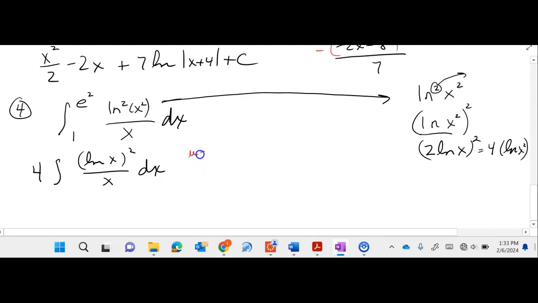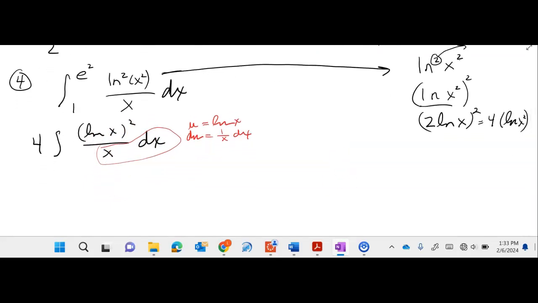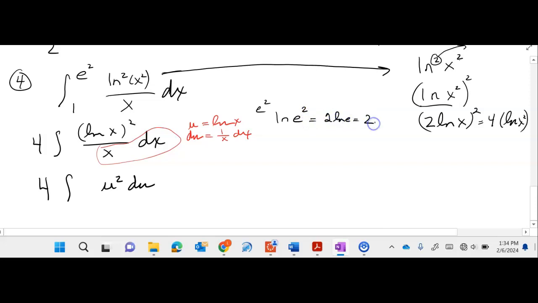Now at this point I can do a quick u sub for ln x, right? Because du is then 1 over x dx, which I have right here. So that lets me rewrite this yet again. As for the integral, we'll take care of our boundaries in 1 second. It's u squared du. Now for e squared, ln of e squared, well, that's going to be 2 times ln of e, which is just 2, right?